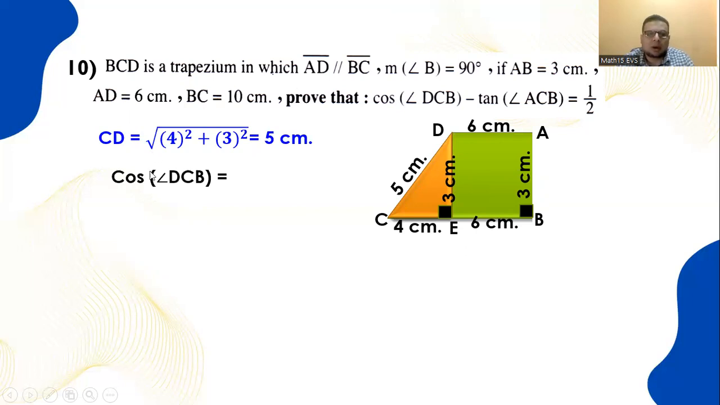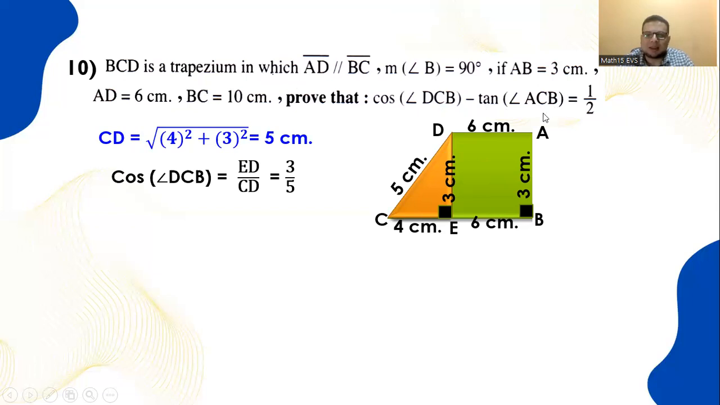So I need cosine BCD. That means cosine C in this triangle will be AD over CD, opposite over hypotenuse, 3 over 5. Yes, this angle, cosine BCD.